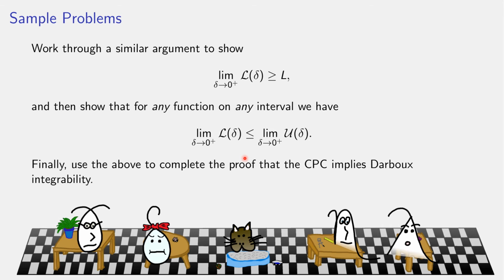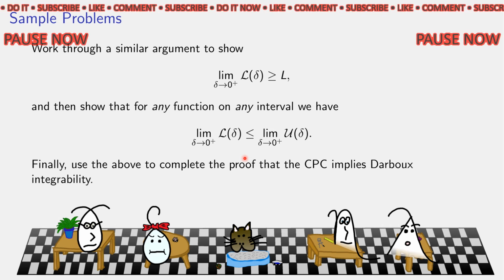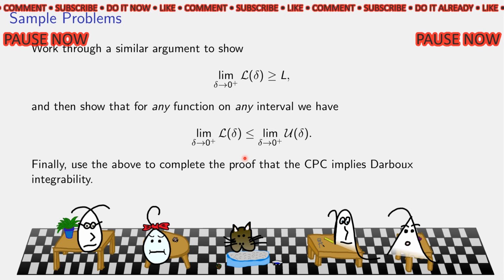Darboux integrability required us to work with any partition whose norm was sufficiently small. The closed partition criterion, however, just says find a partition whose upper and lower sums are close to one another. So work through this and finish up the details, but the hard work has already been done.